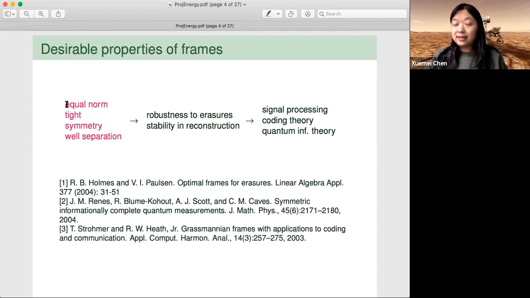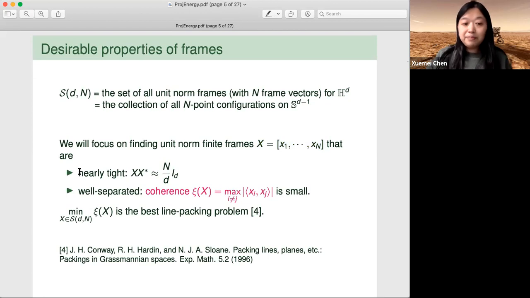So here I listed several properties, but in this talk, I'm only going to be focused on two of them. It's really hard to get everything. So I'm going to be focused on finding a frame that's tight-ish. And if it's exactly tight, that would be even better. This can be rewritten as the equation that X times its conjugate transpose is going to be the identity matrix in dimension D. And because it's unit norm, we can compute the frame bound, so it has to be N over D as well.